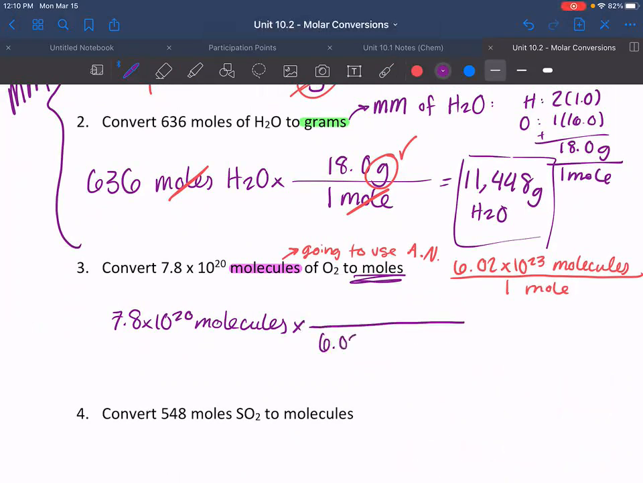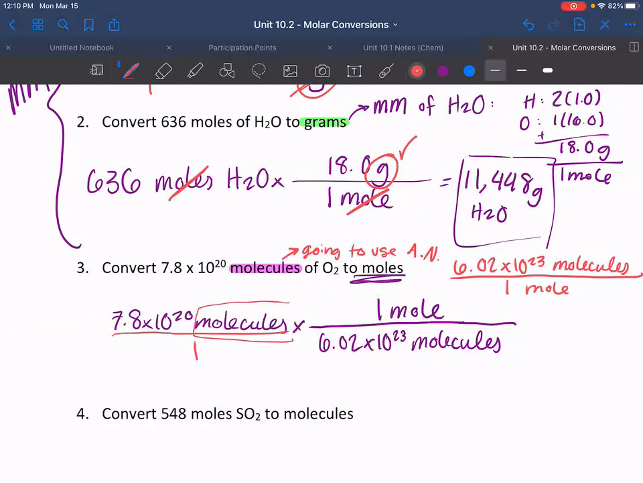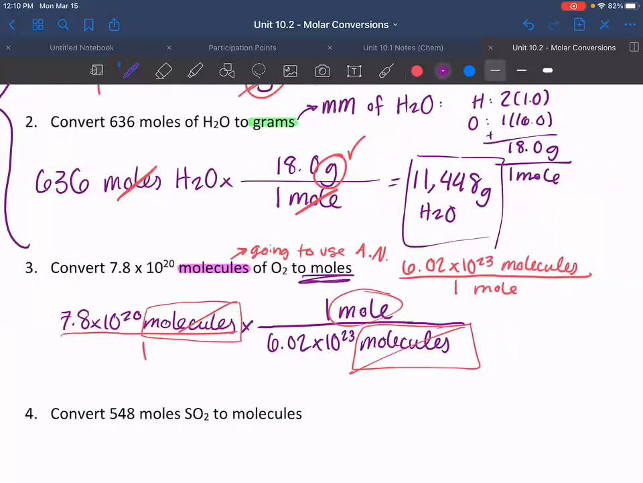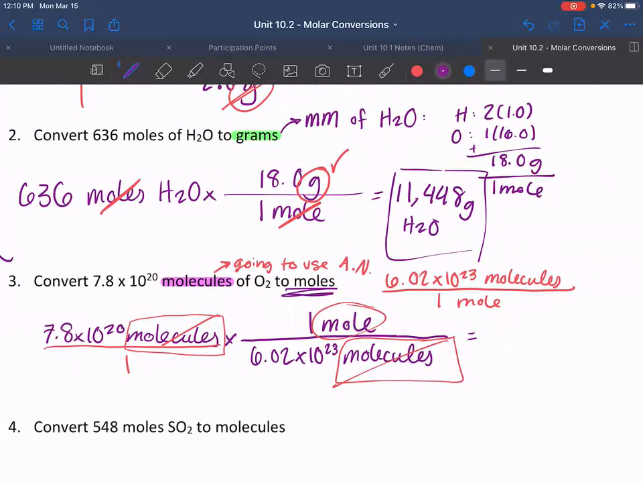So 6.02 times 10 to the 23rd molecules, we're dividing by that number per mole. So pretending we have our imaginary 1, that allows molecules from our initial number to get canceled out with molecules from our conversion factor. We're left in units of moles. If you put this in your calculator, you should get, I think this one was 0.0013. So moles.